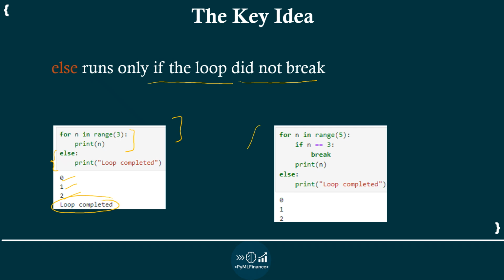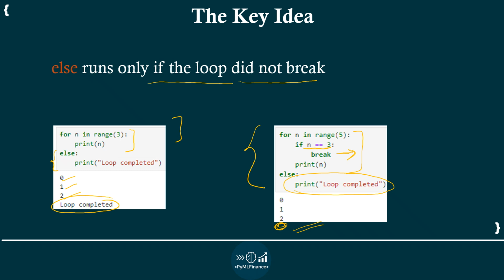Now let's see this code. Okay, what happens when a break is executed? So here, whenever n equals 3, this condition becomes true, and the break statement is executed. Now, since the break statement was executed here, n equal to 3 did not get printed here. And since the loop did not complete a normal run, the else block didn't get executed. Hence, no loop completed got printed here.